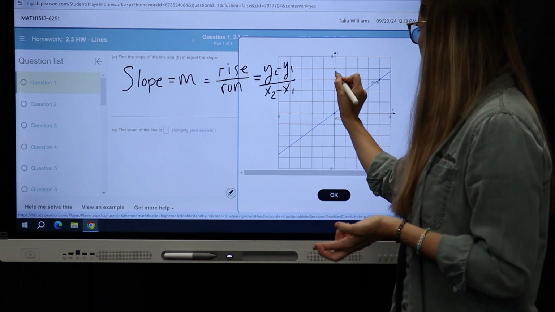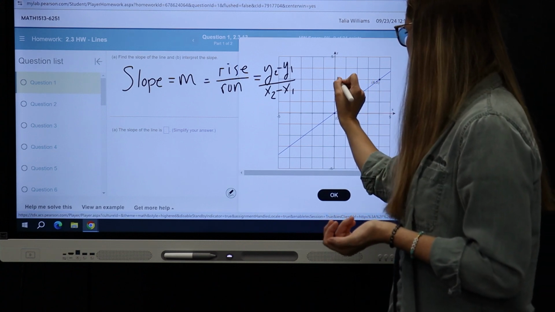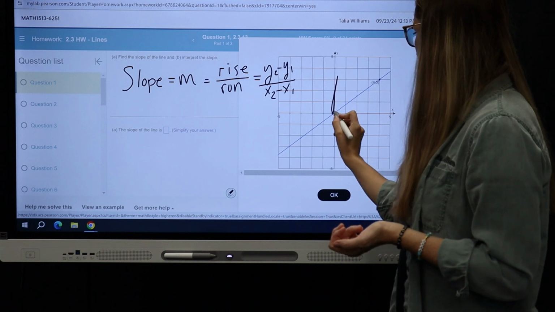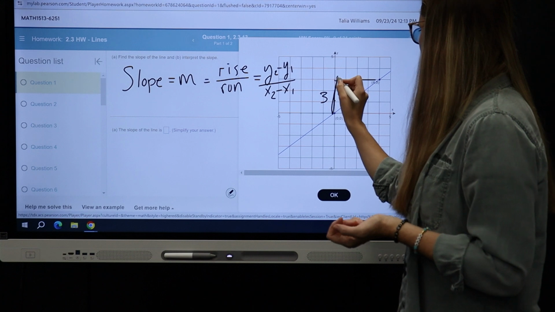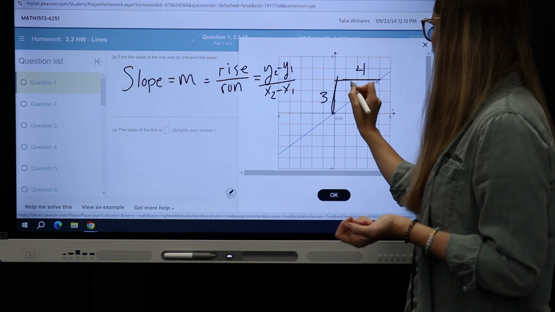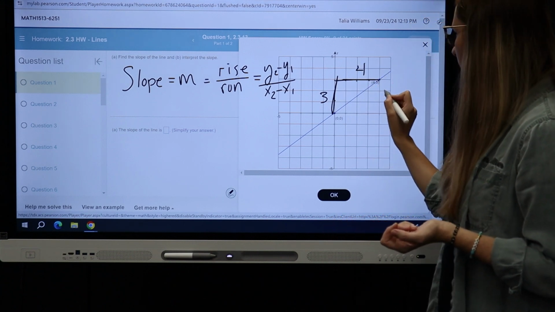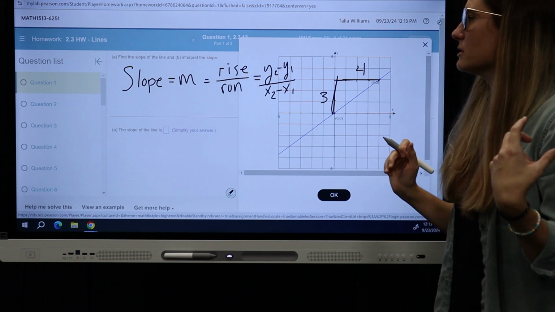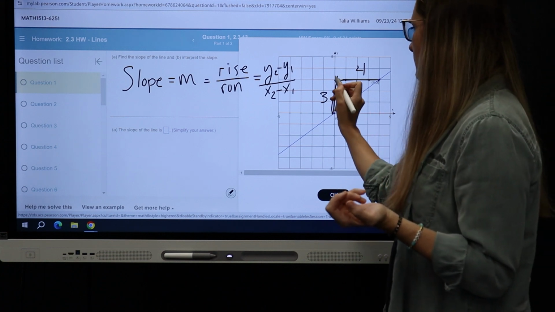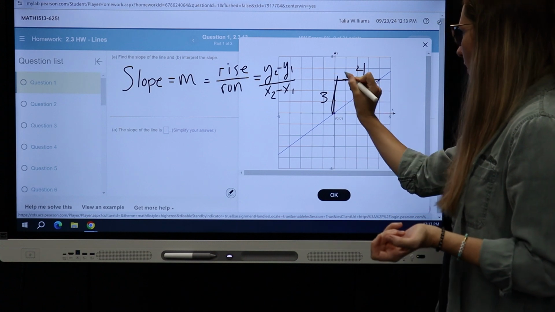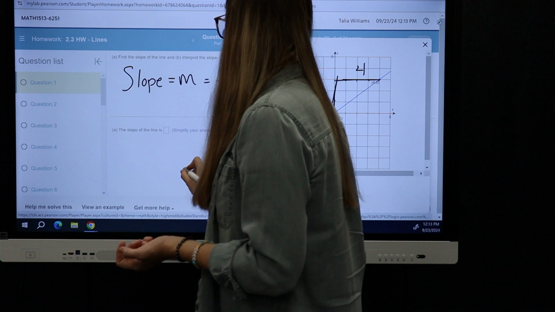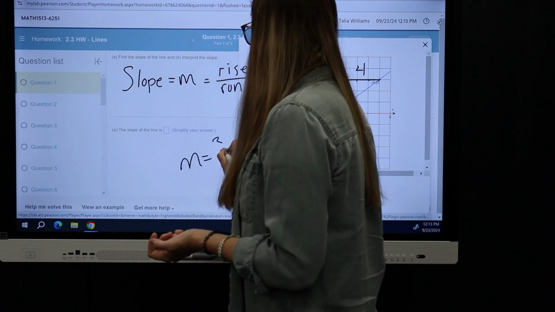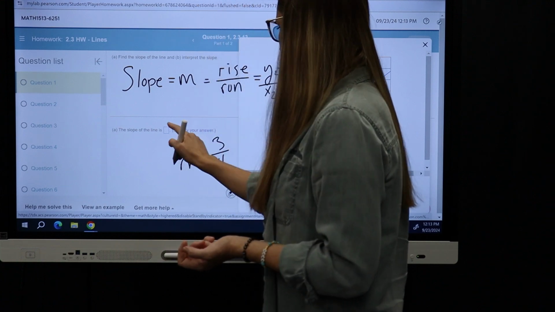We're going to look at our rise and our run. So our rise here, since we have 0, we go up 1, 2, 3. And our run is 4, 1, 2, 3, 4. And so when I go to list my slope, my rise is 3. I went up 3 and right 4. And that's both positive. So our slope is 3 over 4.